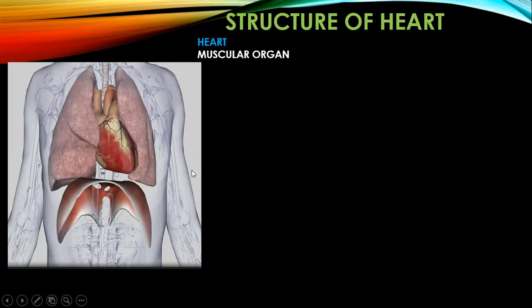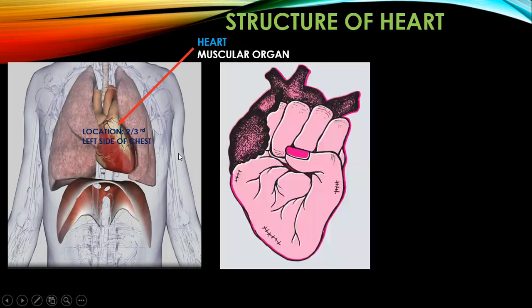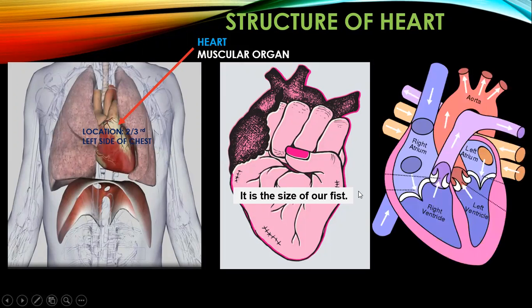The heart is basically a muscular organ. Where is it located? It is located two-thirds to the left side of the chest. If you talk of the size of the heart, it is just the size of a fist. That is, it is the size of our fist.